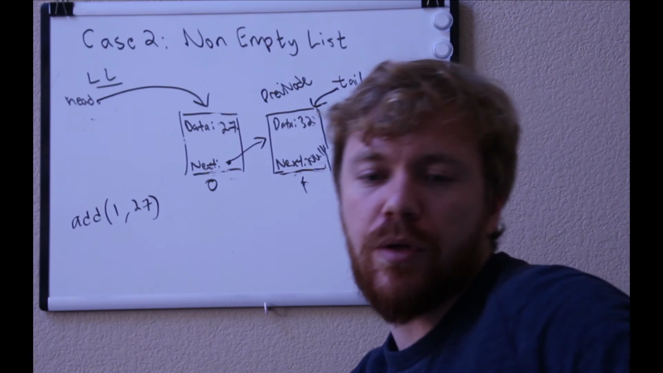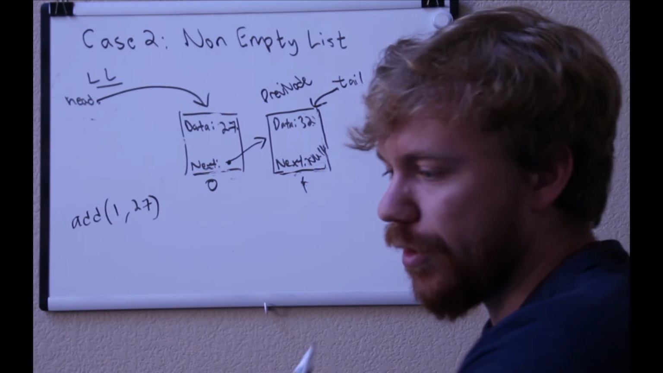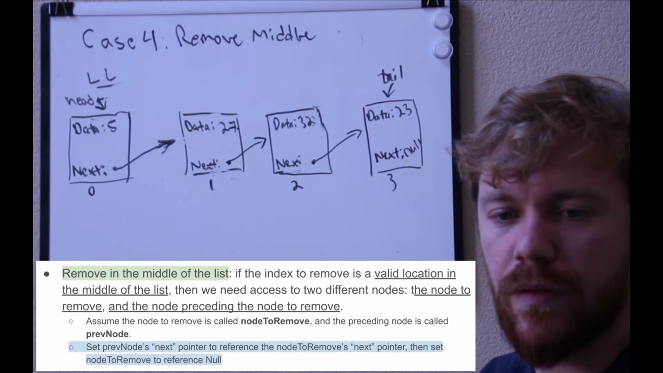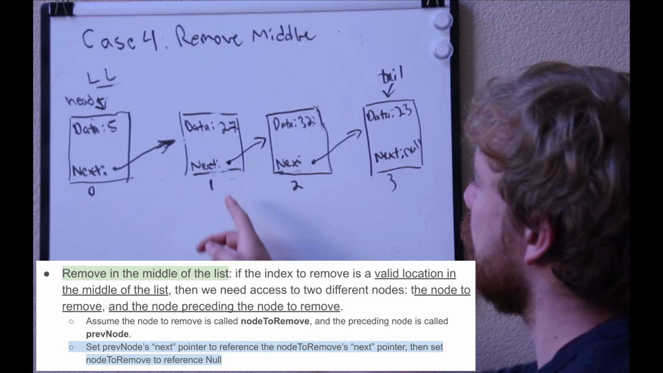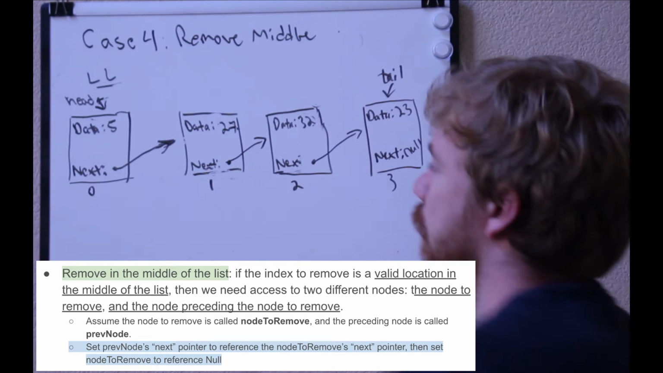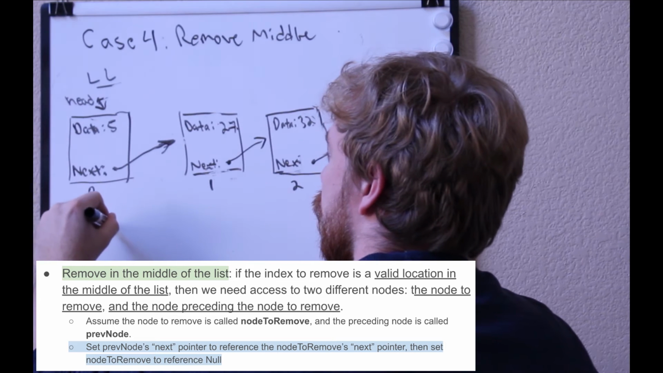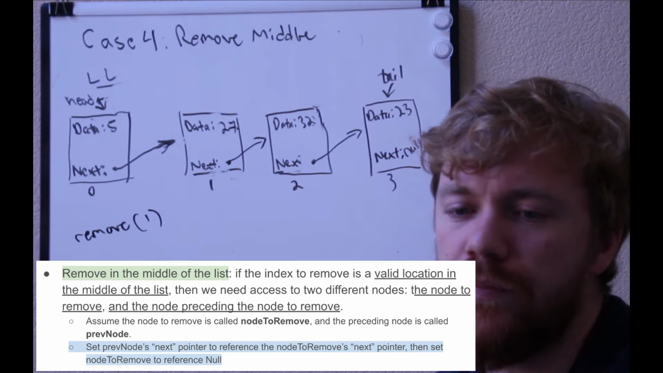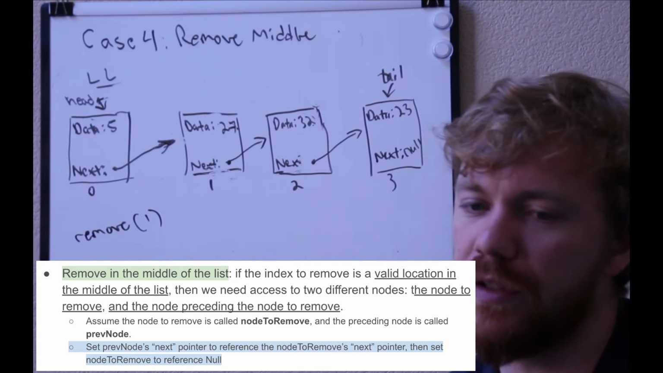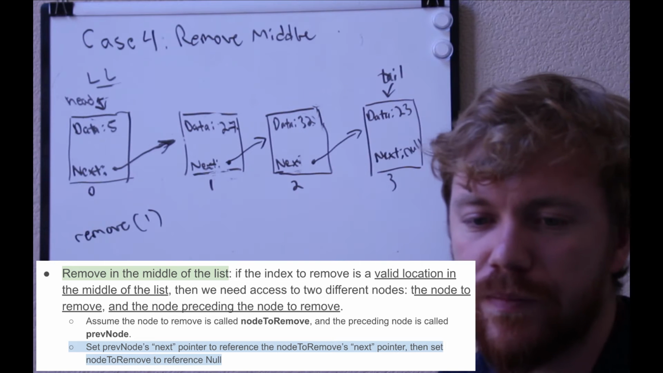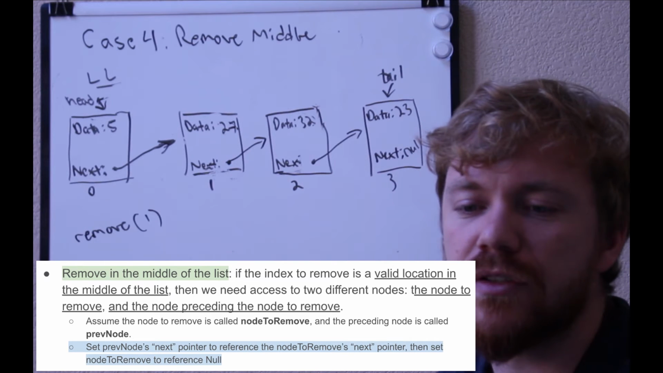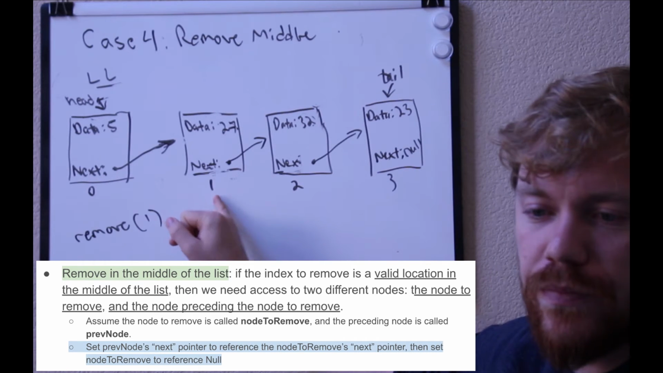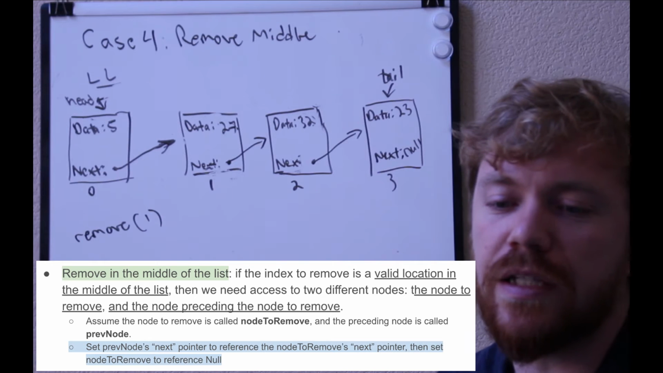So for the next condition, I'm going to repopulate our linked list example here. And so once again, the operation is remove. So we're going to remove in the middle of the list. We'll say, let's remove the node at index 1. So remove 1. And so if the index to remove is a valid location in the middle of the list, which index 1 is in this case, then we need to access two different nodes: the node to remove, which in this case will be index 1, and the node preceding the node to remove.